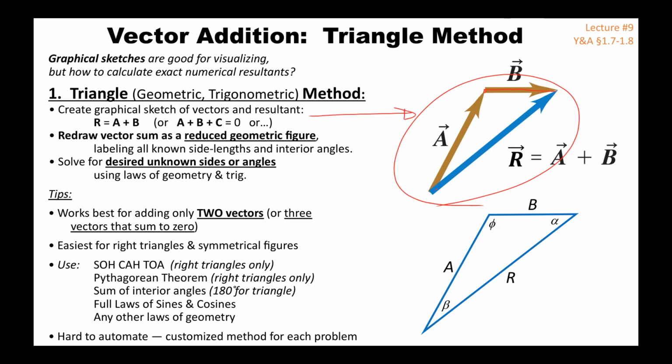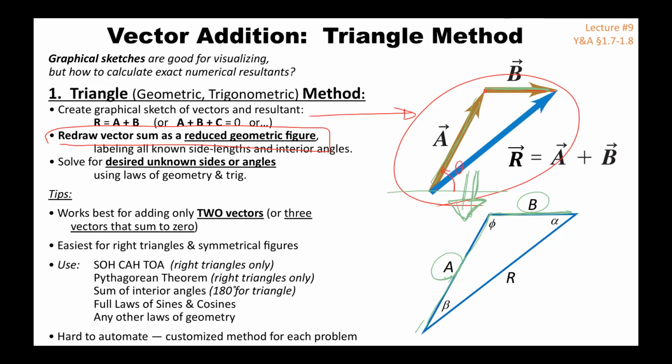Step 2, redraw that as a sort of reduced or primitive geometric figure. So what we're going to do is say, all right, this is a triangle. This can be represented as a triangle where the length of the upper side we're going to call b, and we should know the value of b. So we know the magnitude of b. The length of this left-hand side is the magnitude of a. And then we usually know enough about vectors a and b to be able to figure out at least one of these other interior angles.